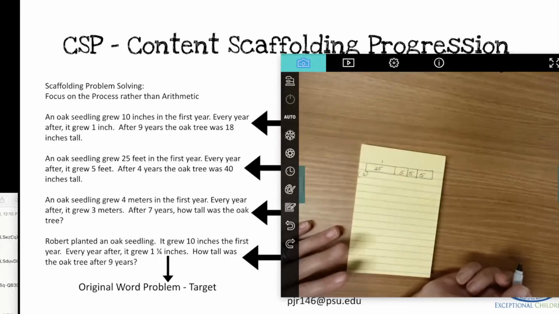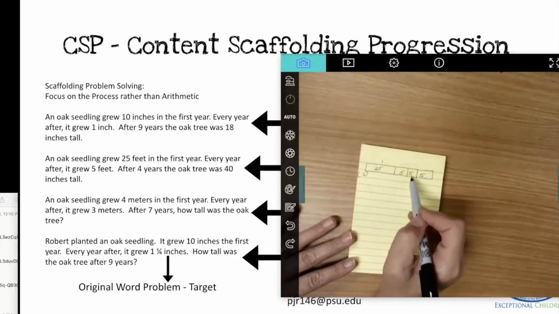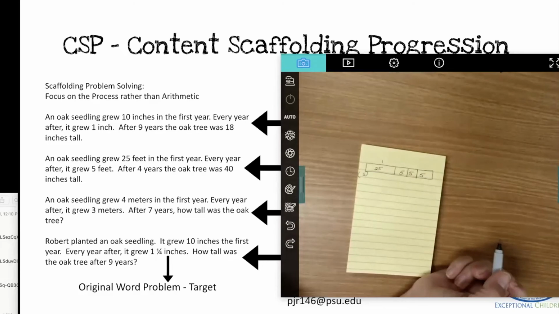So where did I get to? Is that 40? 30, 35, 40. Yes, that's 40. Now, what do you notice about the third one? What have I done at the third one?